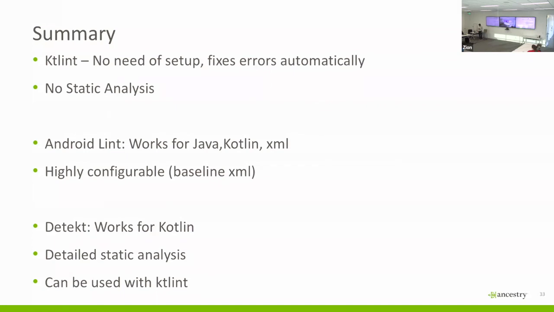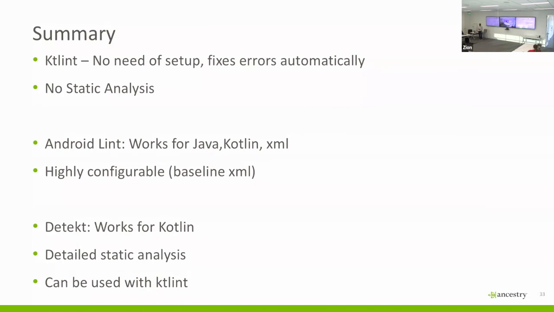Coming to Android lint, it works for Java, Kotlin, and XML also, like the accessibility issue that I talked about. In an image view, if you don't give it a content description, it shows up even in XML. It's also highly configurable. It has the baseline XML file, like I talked about, where you tell Android lint, hey, just whitelist all of these files and perform analysis on everything else.